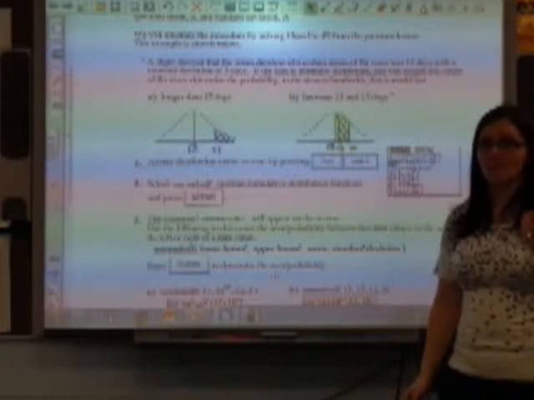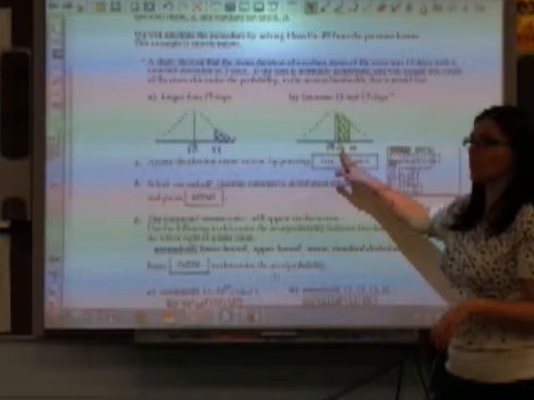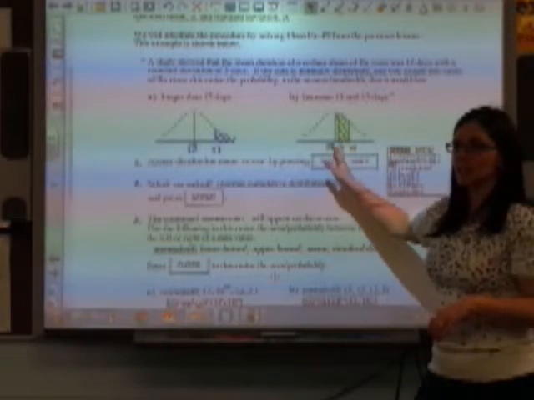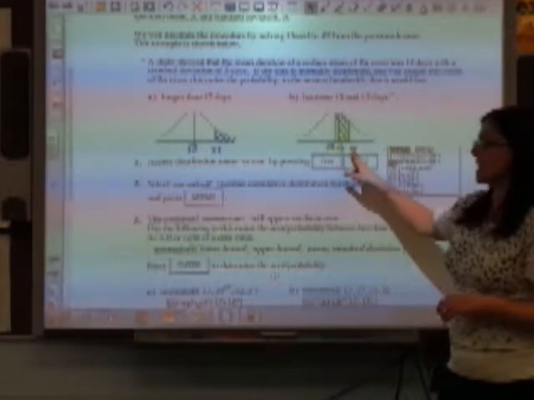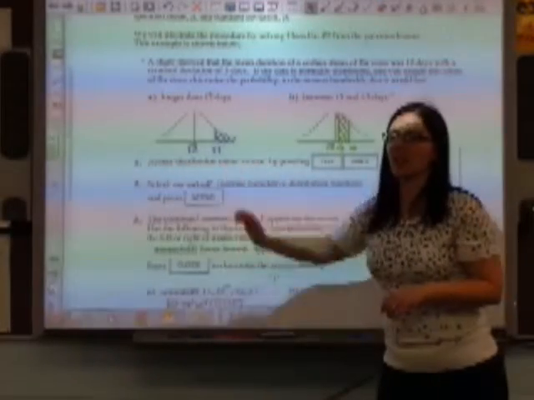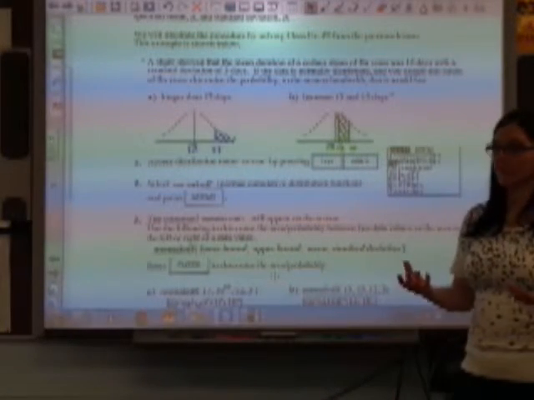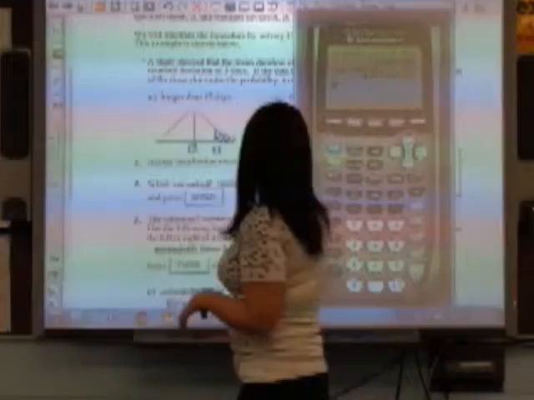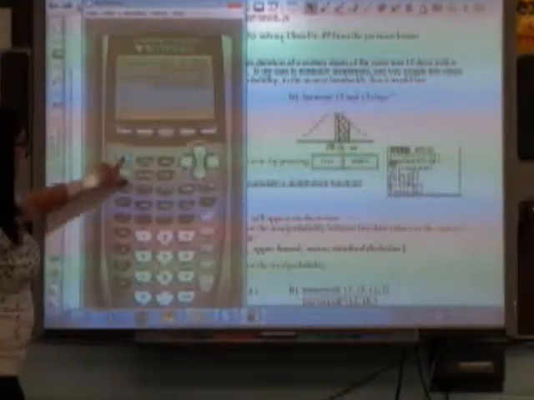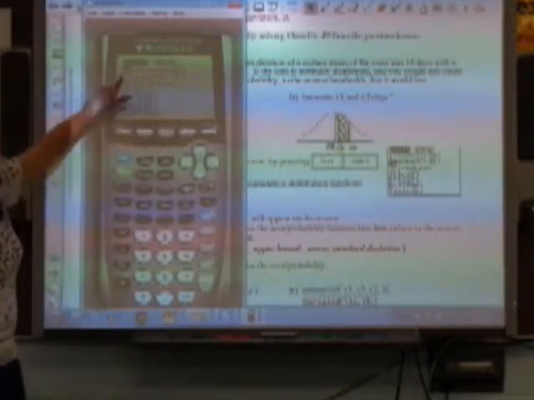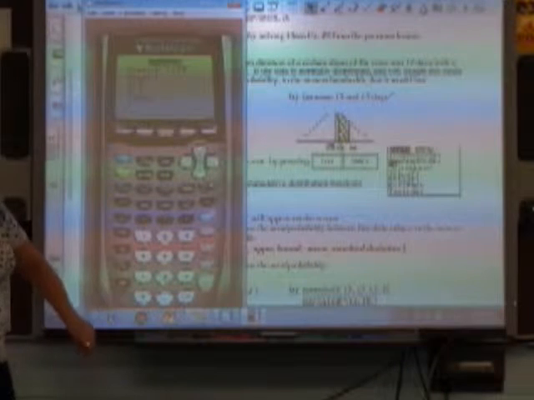So when we did this manually, we had to find the z-score of 13, and then the area to the left of 13, the z-score of 15, and then the area to the left of 15, and then we subtracted them. With the calculator, second vars, selection number 2.